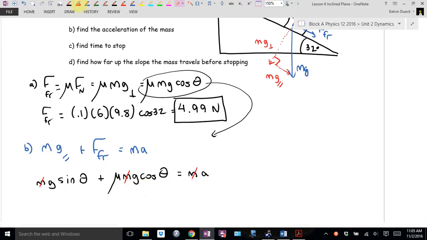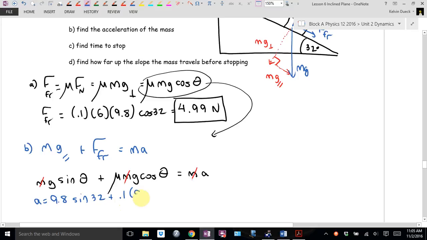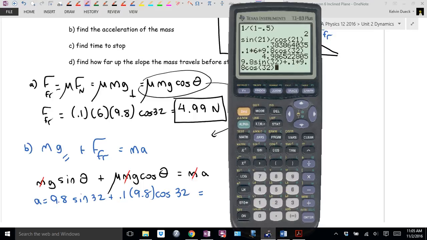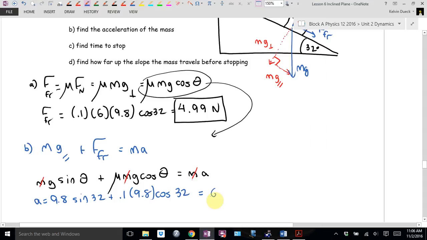Let's fill in the numbers. It's going to be 9.8 sine 32 plus 0.1 times 9.8 cos 32. And I get 6.02, I'll write 6.02, but I'll keep this on my calculator. Is that right, 6.02? Anyone else? Yeah? It's an acceleration, meters per second squared.